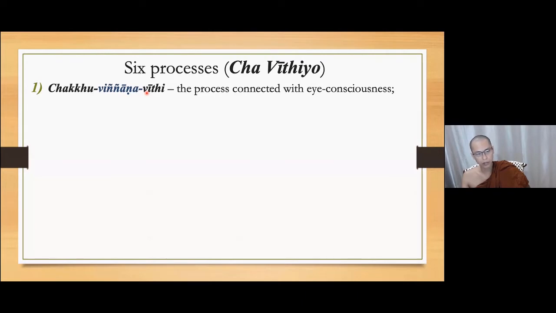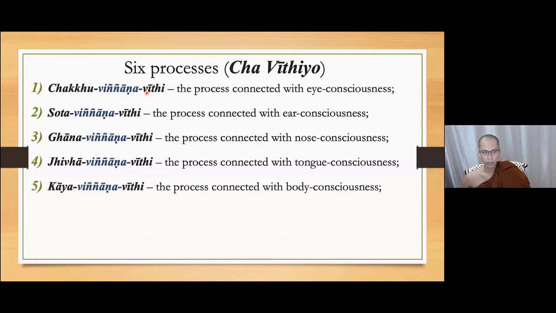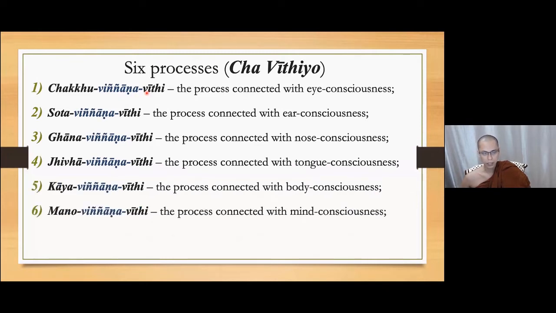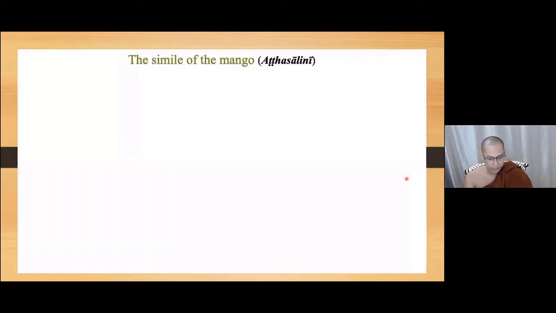According to the door, we call it Chakku Dvara Vichi. According to the consciousness, we call it Chakku Vijnana Vichi. That is the same process. In the same way, Sota Vijnana Vichi, Ghana Vijnana Vichi, Jivha Vijnana Vichi, and Kaya Vijnana Vichi. Then the last one, Mano Vijnana Vichi. So according to this classification, we can call the Pancha Vijnana Vichi, the process of five-door consciousness, or Mano Vijnana Vichi, the process of mind consciousness. Now, these are the easy parts, and let's continue to understand the process.